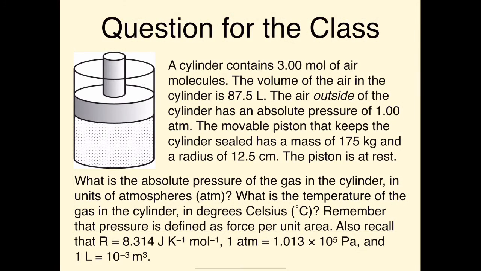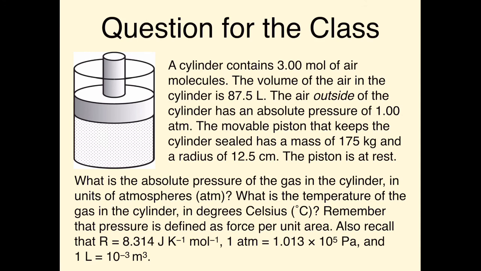All right, so here's another example. And after I describe the problem for you, I'd like you to pause the video and see if you can work this out on your own. So what's happening here is we have a cylinder which contains 3.00 moles of air molecules. The volume of the air in the cylinder is 87.5 liters. The air outside of the cylinder has an absolute pressure of 1 atmosphere.